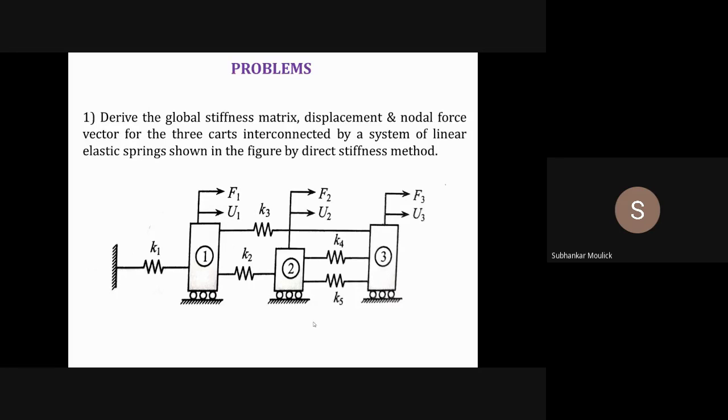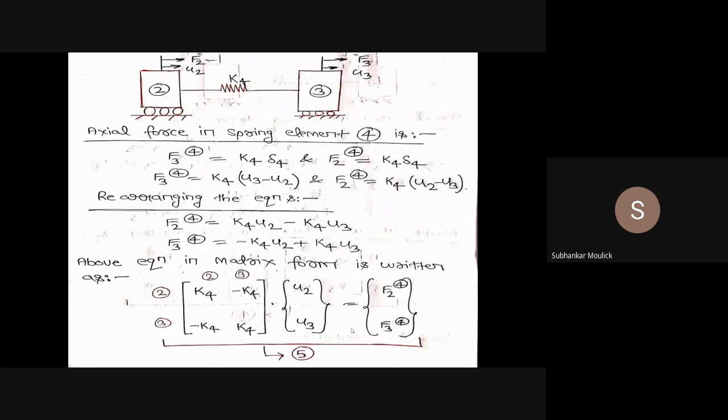So let us find out for the fourth element. This is that fourth element. Fine. So I can write the governing equation as, again, if I assume that F3 and U3 are greater than F2 and U2, then the entire system is moving along this particular direction, that is along the positive x direction. So I can write for the third node, F3 acting on the third node, but it is also acting on the fourth element. So F3 of 4 is equal to K4 into delta 4. This delta 4 will be U3 minus U2.